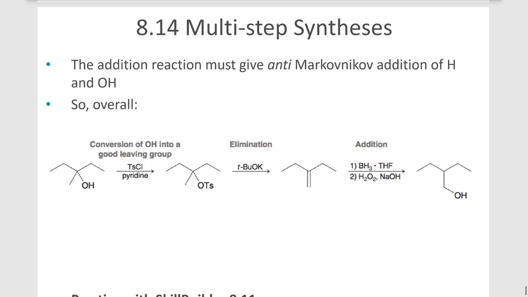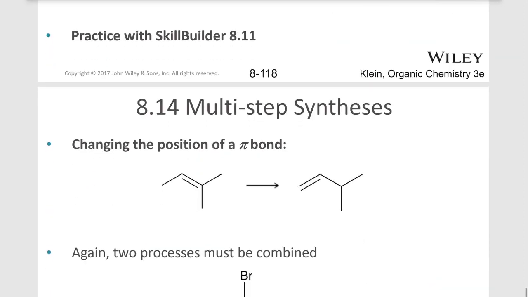So, putting that all into perspective, the first step with this alcohol would be to convert it to a tosylate using tosyl chloride and pyridine. Now we have the tosylate. Then through elimination, we can use potassium t-butoxide to give us the less substituted alkene. That's our Hofmann product. And then we can use hydroboration-oxidation to add H and OH across that alkene to give us the anti-Markovnikov product, which is going to put our OH on the adjacent carbon. So through these three steps, we've essentially moved the OH to the adjacent carbon.